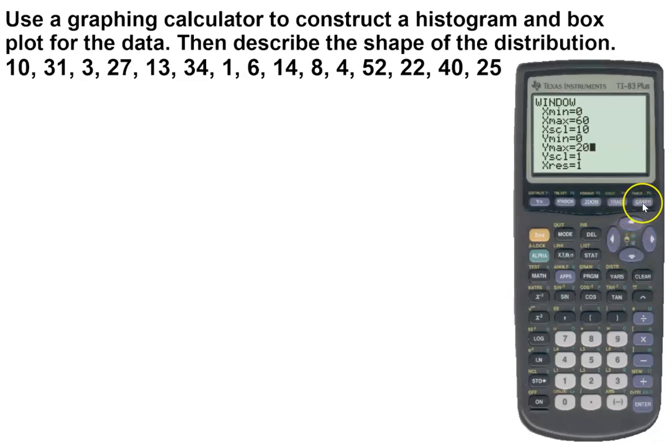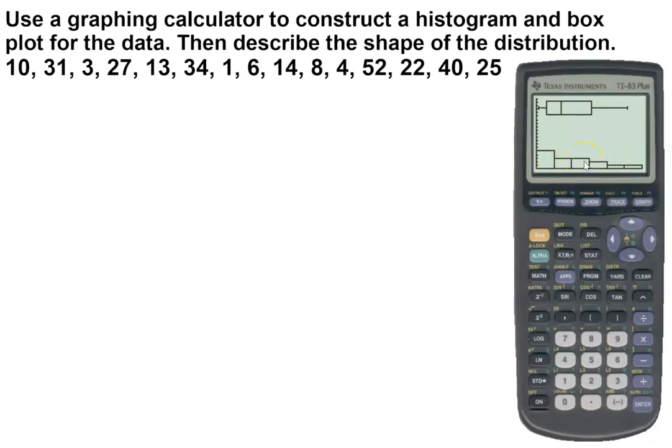Now if I hit graph, you'll see I have my box plot up here, also known as your box and whisker plot. And then I have a histogram down here. Now, depending on what you choose for your intervals for your X scale, that will determine how many bars you have.